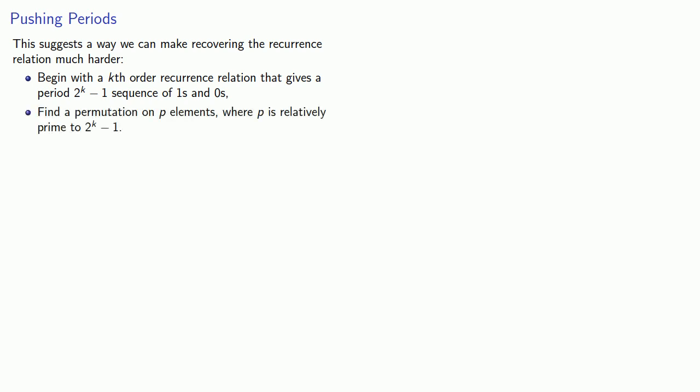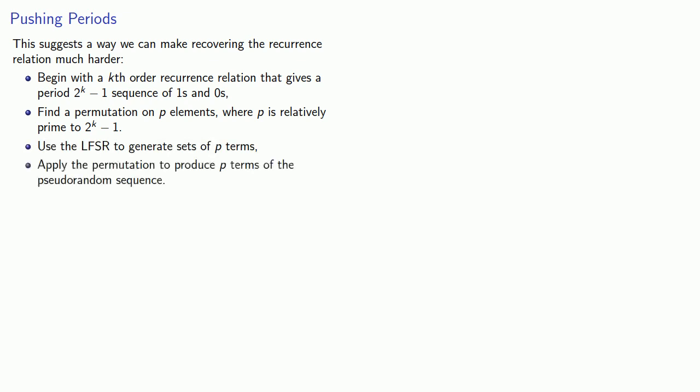And this suggests a way we could make recovering the recurrence relation much harder. We'll begin with a kth order recurrence relation that gives a period 2^k minus 1 sequence of ones and zeros. We'll find a permutation on p elements where p is relatively prime to 2^k minus 1. And then we'll use the LFSR to generate sets of p terms and apply the permutation to produce p terms of the pseudo-random sequence.